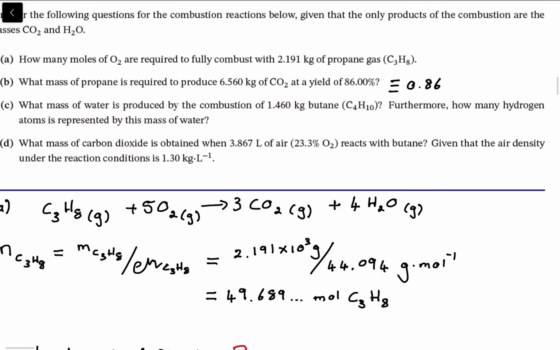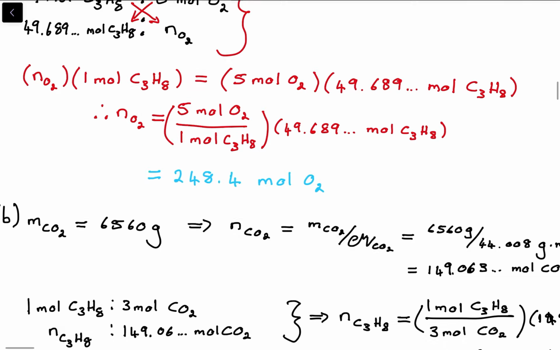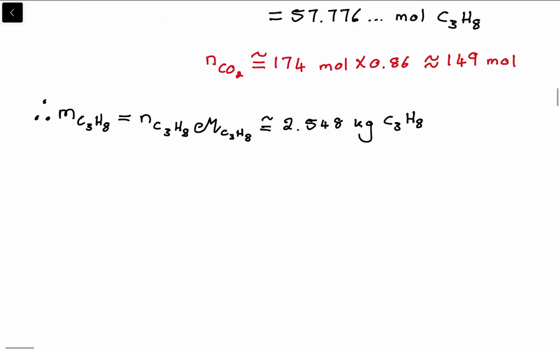So what mass of water is produced by the combustion of 1.46 kilogram of butane? And then we're asked how many hydrogen atoms is present in this mass of water. It's a bit of an interesting question, but anyway.